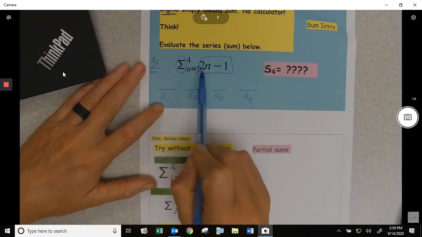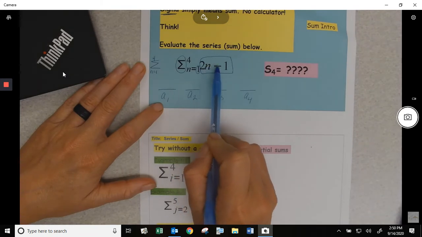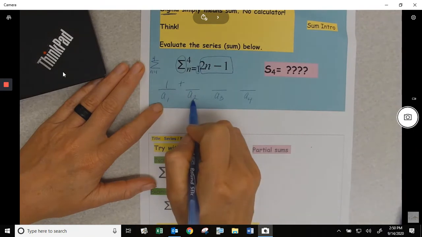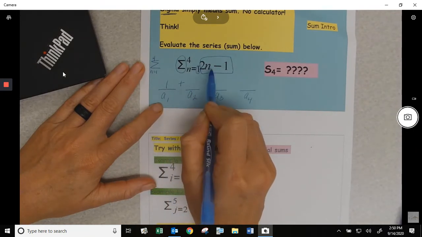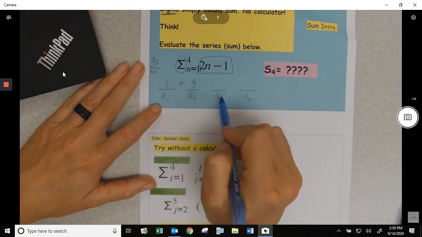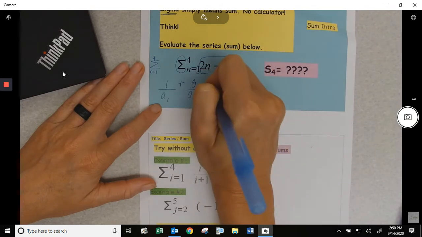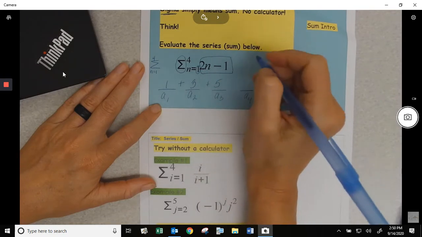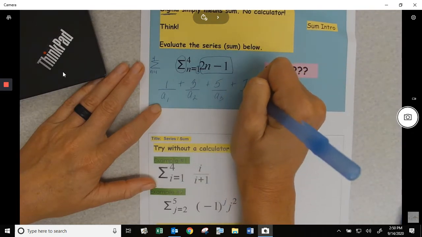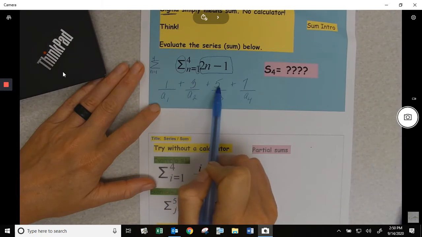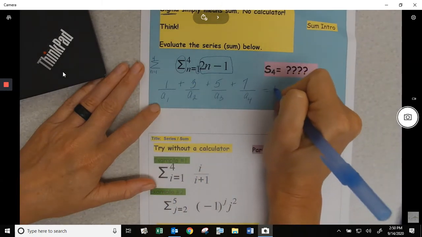If I plug in a 1, 2 times 1 is 2, 2 minus 1 is 1. I'm going to add it to my second term where I'm plugging in a 2 for n. 2 times 2 is 4, 4 minus 1 is 3. Plug in a 3. 2 times 3 is 6, 6 minus 1 is 5, and a 4. 2 times 4 is 8, 8 minus 1 is 7. Add these up, 1 plus 3 is 4, 4 plus 5 is 9, 9 plus 7 is 16.